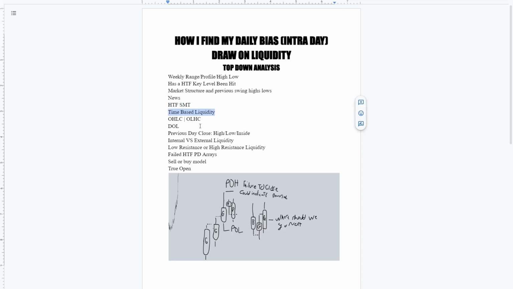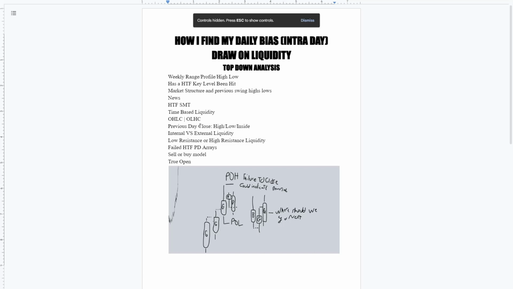Time-based liquidity levels. For this one, we're going with the previous day, with the previous day close. We're going to see where that sends us, and then where we react from, and then go into the next close where it should send us. Always keep in mind the open, high, low, close of the weekly and monthly with daily bias.